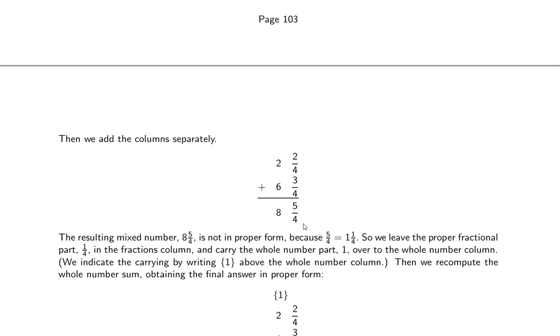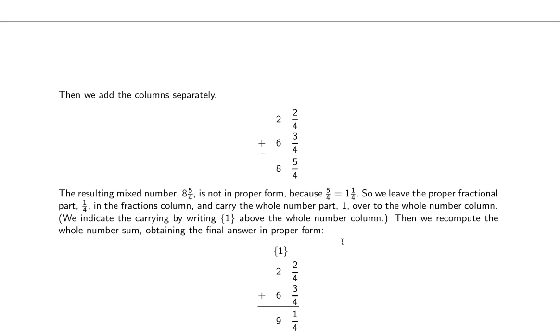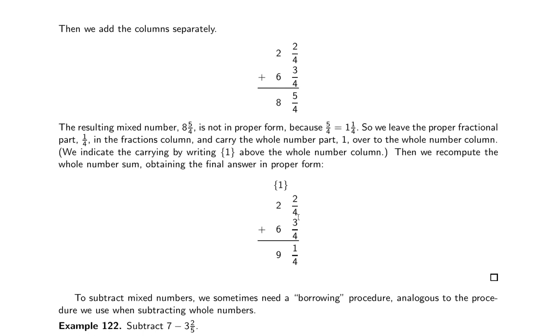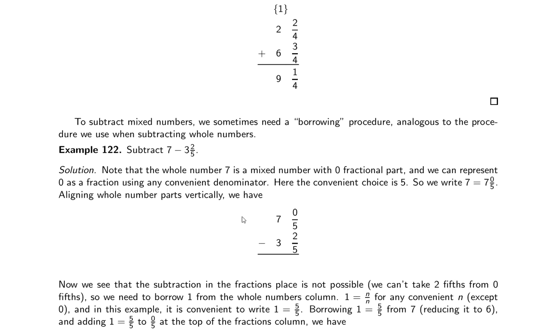Usually for a mixed number, the fraction part should be proper. So 5/4 is really 1 and 1/4. So you can carry a 1 out of the fraction piece into the whole number piece. So as a mixed number, it's really 9 and 1/4. This is carrying, and the same thing, borrowing, if you're subtracting.